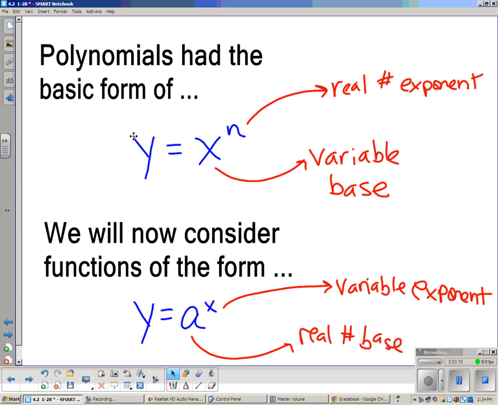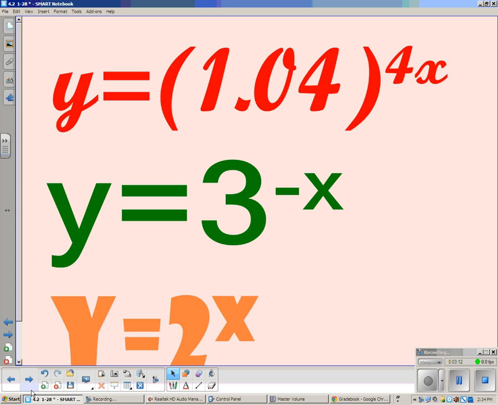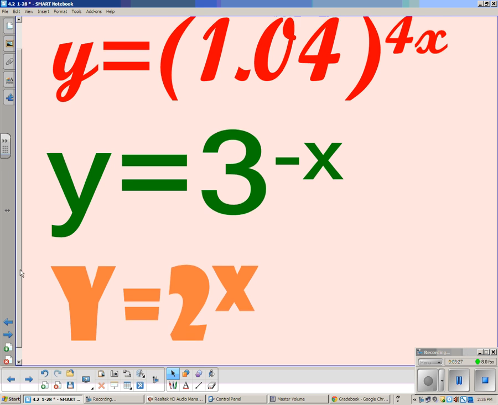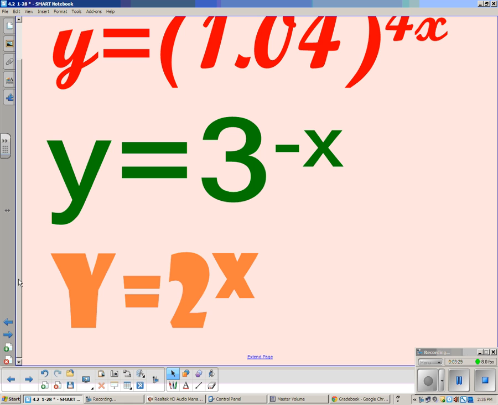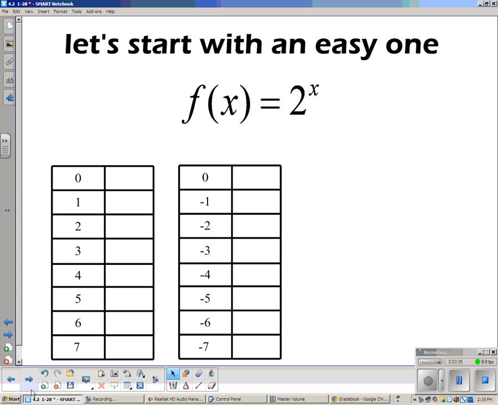Just to take a look at a few examples of what these might look like. At the top we have y equals 1.04 to the power of 4x. If you take a look at the second one, we have y equals 3 to the power of negative x, or the opposite of x. And then the last one down here, y equals 2 to the x. We're actually going to start with this one, which is a very basic exponential function.